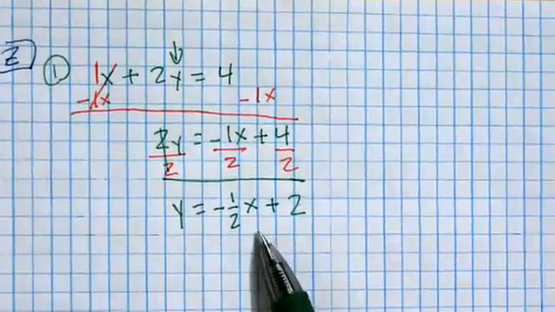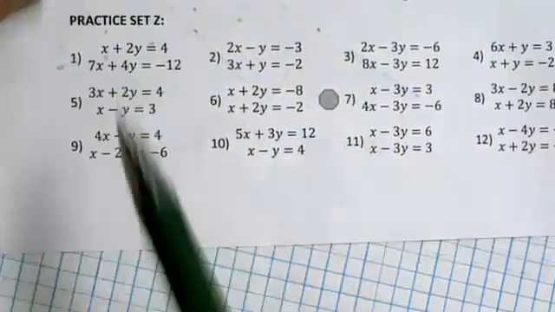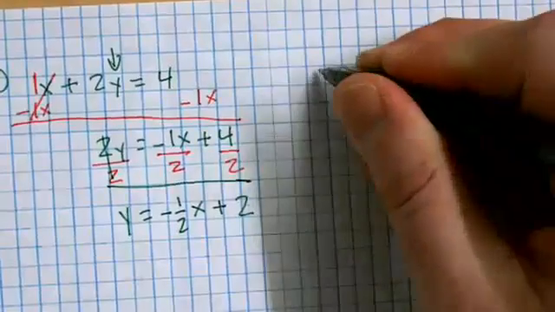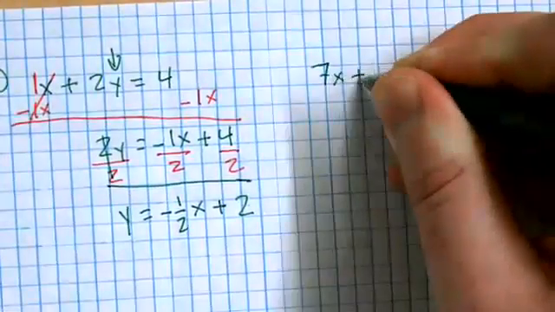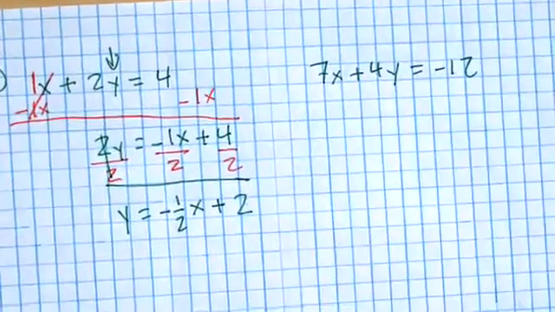Let's look at our second equation for practice set Z. Oh my goodness, this one has a 7 and a 4 in it. Those are big numbers. That's all right, we got this. I'm going to write this off to the side. 7x plus 4y equals negative 12.